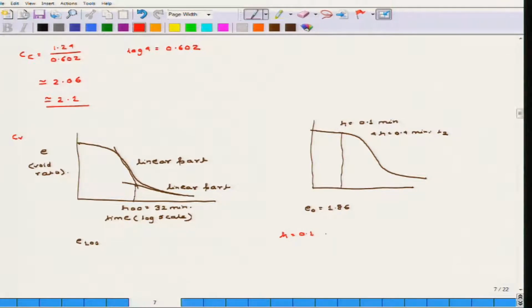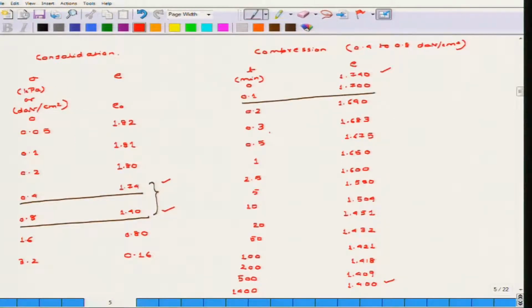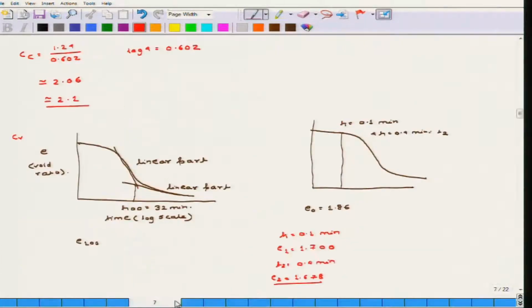So, T1 equal to 0.1 minute, we have E1 equal to 1.700, and for T2 equal to 0.4 minutes, we have E2 equal to 1.678. Now, remember this value is not given here. So, the best thing that you can do is interpolate between 0.3 and 0.5 and find out the value of E at 0.4. This is what has been done here also, a linear interpolation between 0.3 and 0.5. I am not going to discuss the details here, but this is how you find the E2 value, a simple linear interpolation between 0.3 and 0.5.